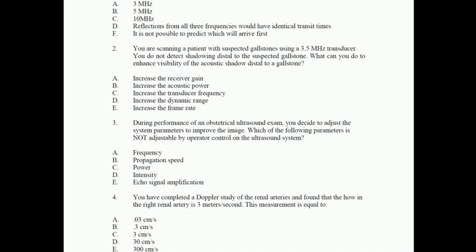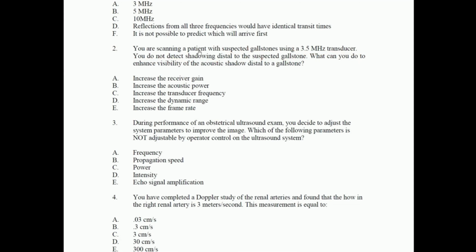This type of question appears frequently, so I'd like to emphasize it a bit. If you look at the question, it says that a gallstone appeared during the scan. You're scanning with a 3.5 MHz probe, and a situation has arisen where a gallstone is suspected. However, there is no shadowing visible behind it. This question is asking how you can adjust things so that the shadowing behind it can be observed more clearly.